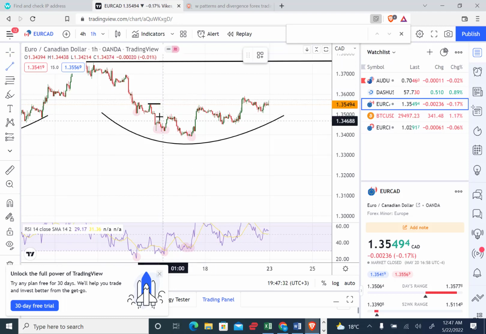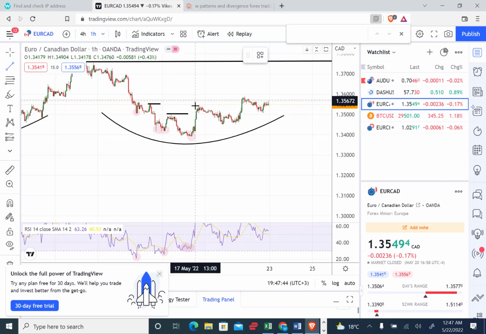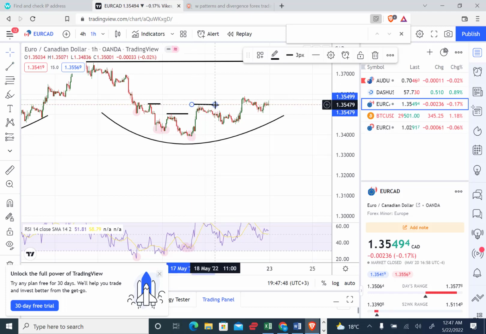Here is our other high, okay. Then this high now, this is a lower high. Now it's been breached, okay. We've now formed a higher high. These are lower high, lower low, lower high, lower low, lower low, higher high, okay.